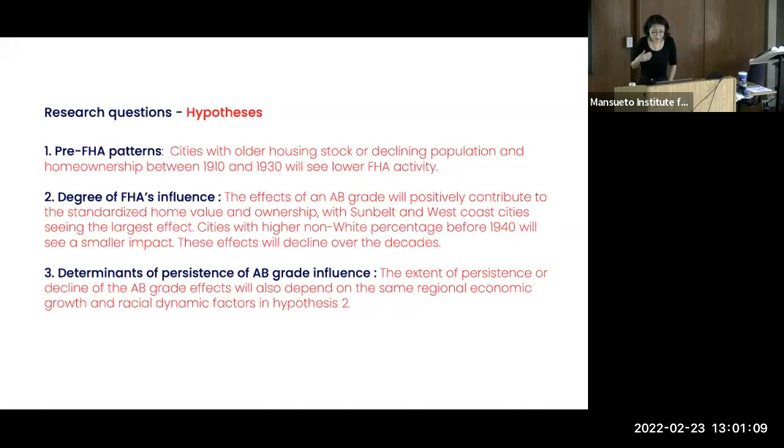So my hypotheses are, one, census divisions with older housing stock, stagnant or declining population and homeownership in the central city between 1910 and 1930 will see lower FHA activity than those with newer, larger growth in these categories. Two, overall, the effects of an A/B grade will positively contribute to home value and home ownership levels in the city, with Sunbelt and West Coast cities seeing the largest effect. While there might be a smaller effect in areas with older housing stock, in cities with higher existing shares of non-white populations, the impact of these A/B grades will be smaller because of this existing racial zoning.